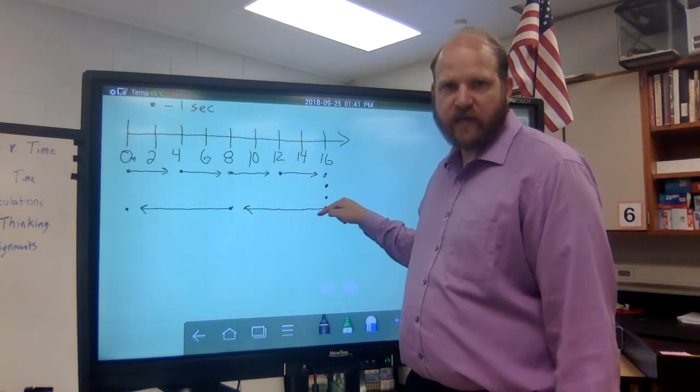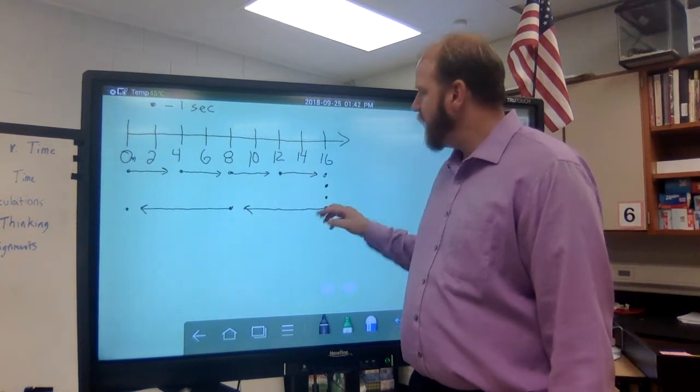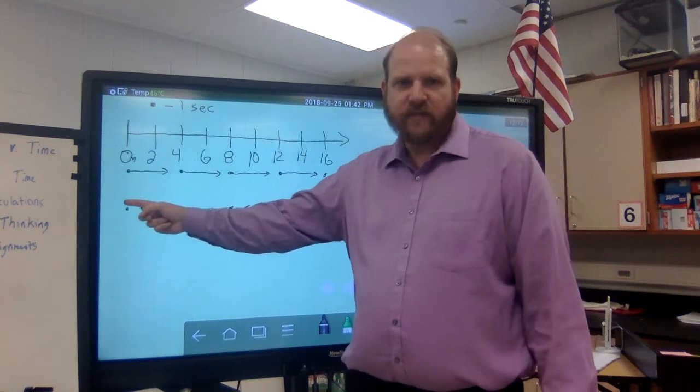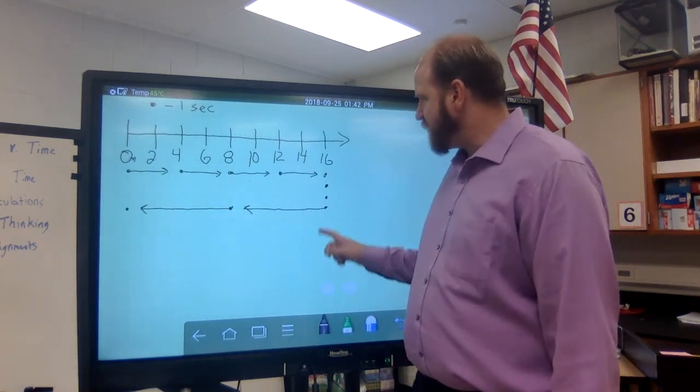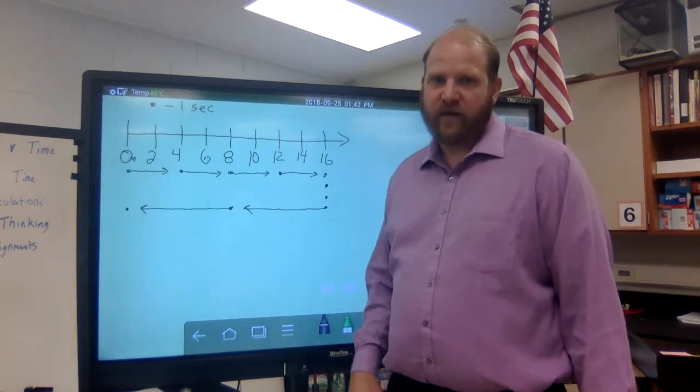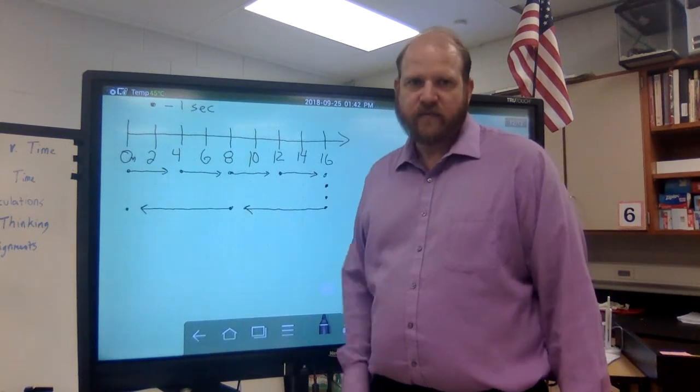It stops right here. There's no movement. And then it goes back the opposite direction. And this time it's going faster. I can tell that because of the length of my arrows and the spacing of the dots.